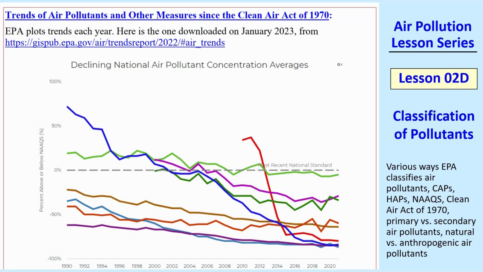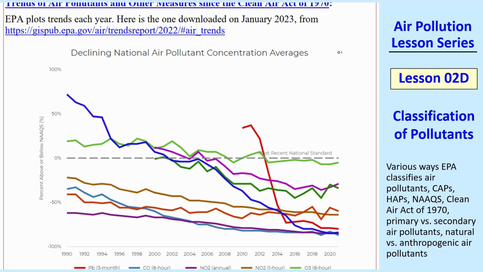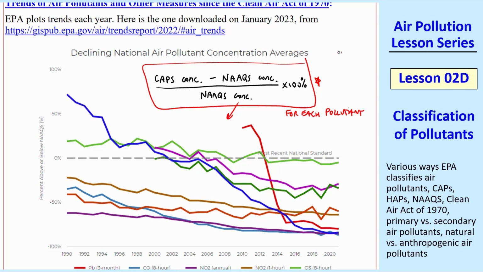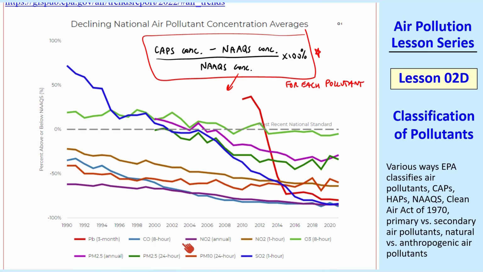Finally, I want to look at some trends since the Clean Air Act of 1970. How are we doing with our air pollution? I downloaded this plot from the EPA. These curves are CAPS concentration minus the NAAQS concentration divided by the NAAQS concentration times 100% for each pollutant. And you can see all the pollutants that they're plotting in the legend down here. You can see that these are our CAPS, but they have two different measurements of some of them.